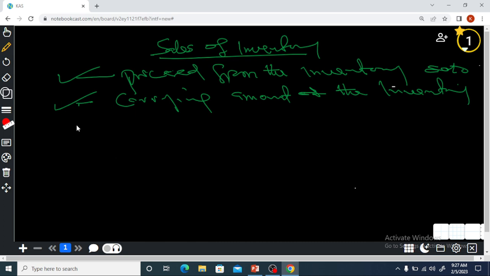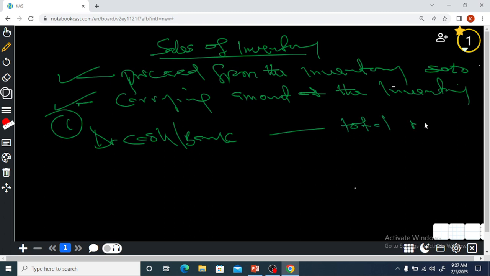Once you make a sale, what are you expected to do? First thing is you receive cash or a check. First thing is you have to recognize that inflow. What are you going to do to recognize that? You can either debit your cash or bank. With what? You are going to debit this with the total amount received. That is the sales proceeds.